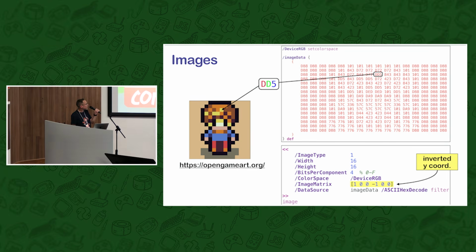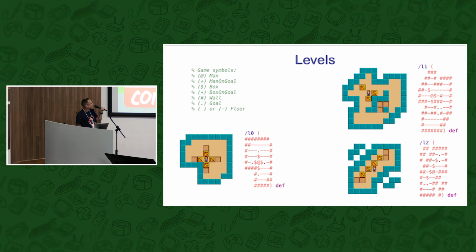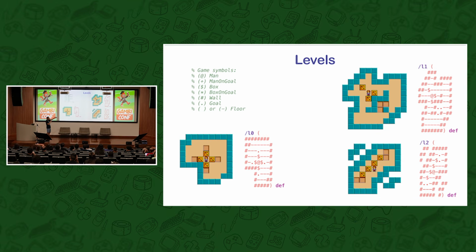Images, nothing complicated, everything is described in code, there is no external asset. And even the levels are described in a standard way. I was not aware, but there is a standard way to describe Sokoban levels. So you can very, very easily write your own levels and share them.